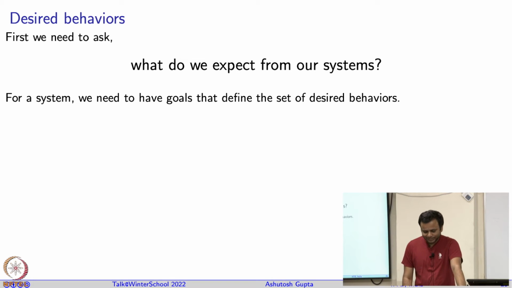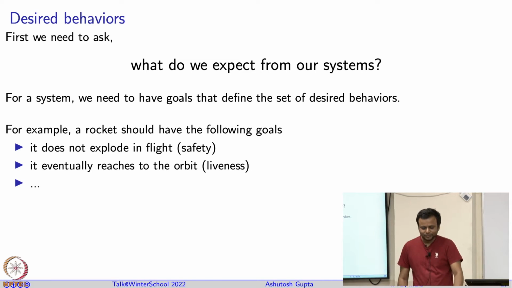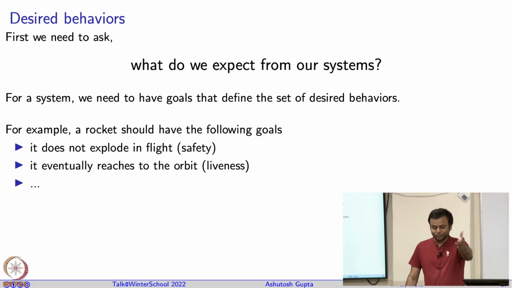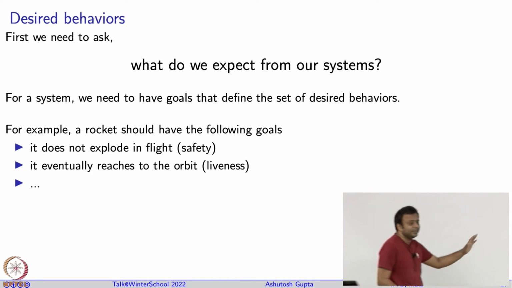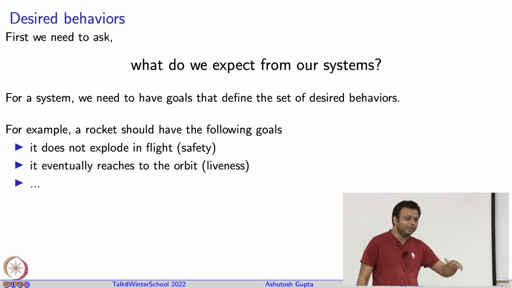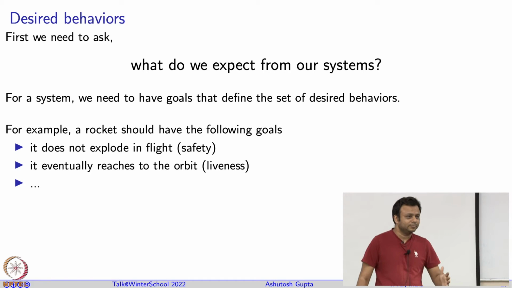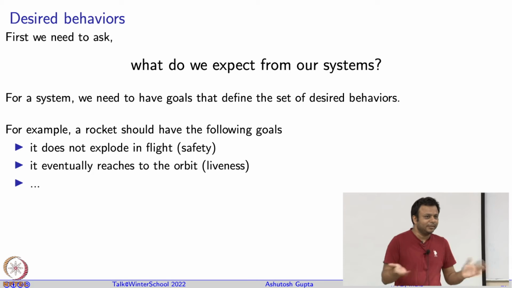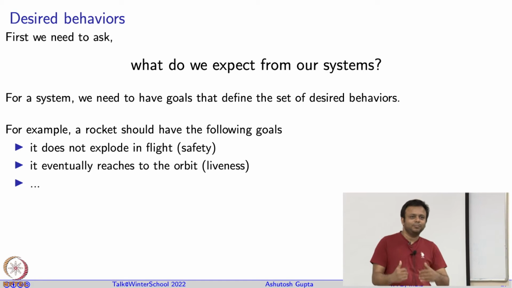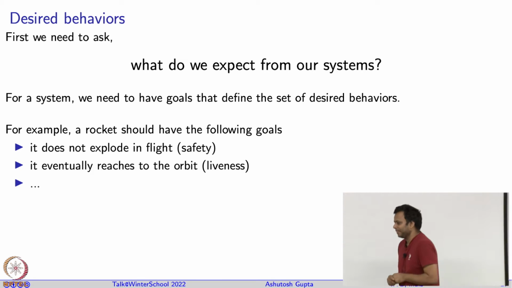So we need to have goals that define the set of desired behavior. As somebody said, it reaches the orbit and launches the satellite, so it should not explode in the middle. These are two different kinds of properties. One is called safety, the other is called liveness. Like a car which doesn't move and stays always in the same place is a safe car, but it's not a live car, it's not a car. So you need both properties, safety and liveness.